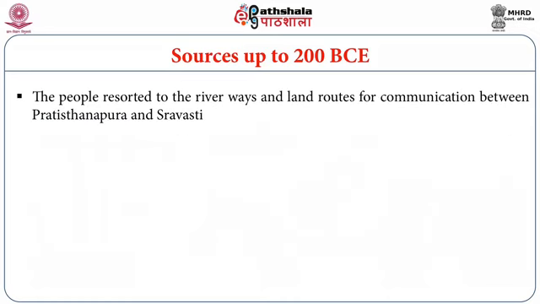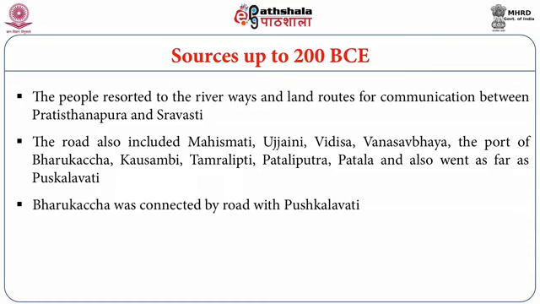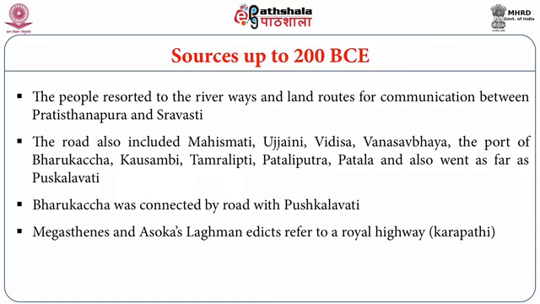The people resorted to riverways and land routes for communication between Pratishthanapura and Shravasti. The road also included Mahishmati, Ujjaini, Vidisha, Vanasavya, the port of Bharukaccha, Kausambi, Tamralipti, Pataliputra, Patala, etc., and also went as far as Pushkalavati. Bharukaccha was connected by road with Pushkalavati. Megasthenes and Ashoka's Laghman edicts referred to a royal highway, Rajapatha.